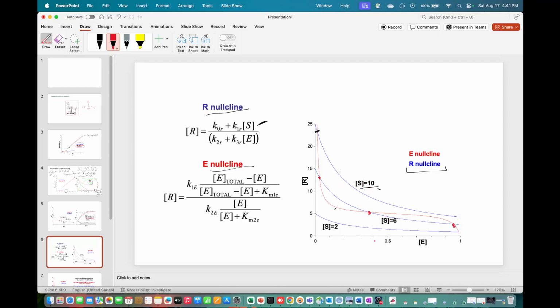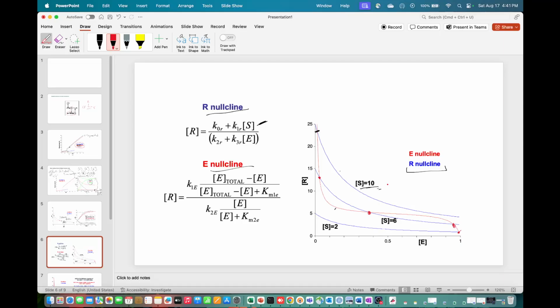There is one steady state for S equal to 10, and if you take S equal to 2, at the end there is only one steady state. So for different values of S, you are switching between the number of steady states. S equal to 10 is giving you 1. If you slightly decrease it to S equal to 6, you will get 3 steady states. If you decrease it more, from 6 to 2, you will get only one steady state.